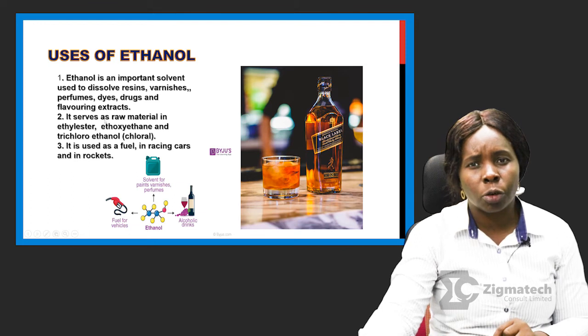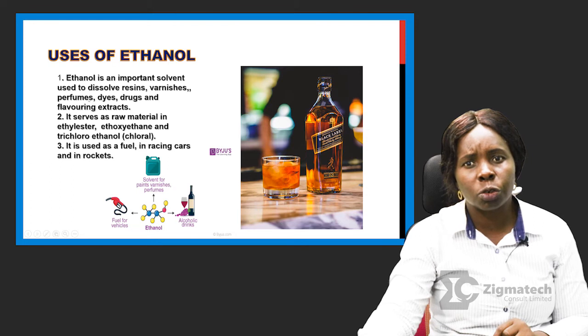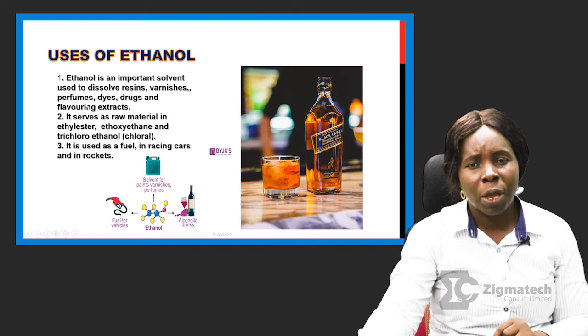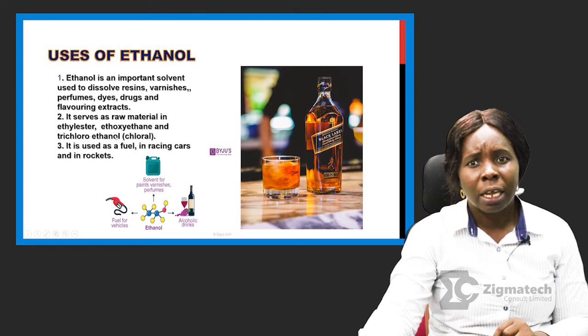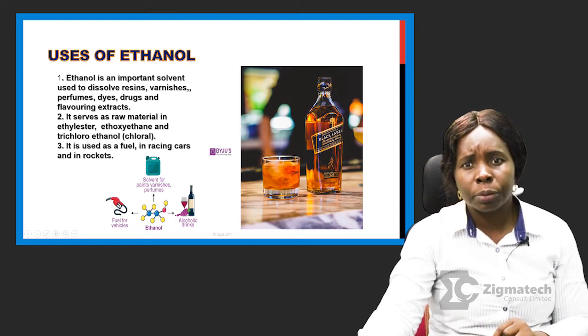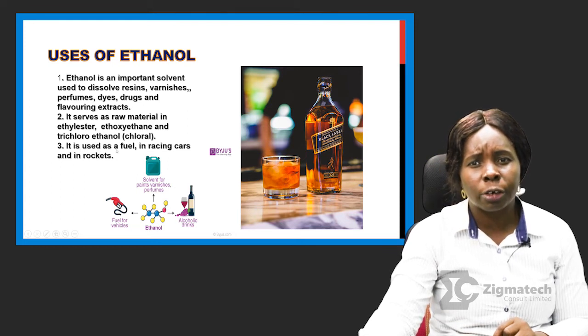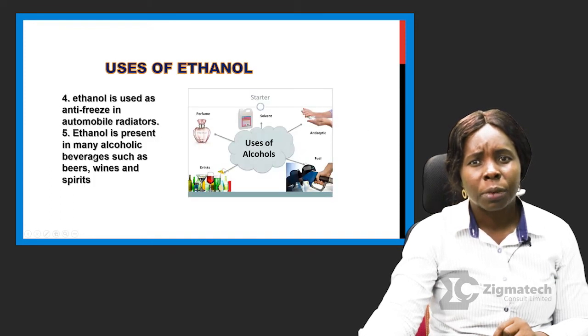Uses of ethanol. Ethanol has so many important uses, which include use as a solvent. It's used as a solvent to dissolve resins, varnishes, perfumes, dyes, drugs, and flavoring extracts. Ethanol serves as raw material for ethyl esters, ethoxyethane, trichloroethanol. Ethanol is used as fuel in racing cars and in rockets.